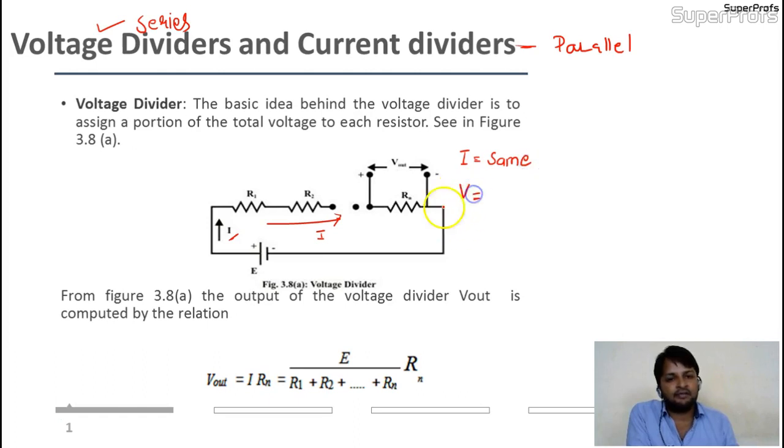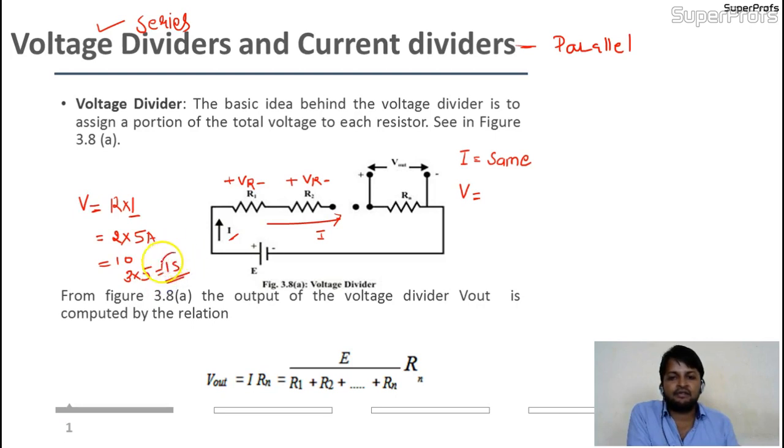But what about voltage? The voltage drop across R1 and the voltage drop across R2, are they the same? They are different, depending on the value of resistances, because V is nothing but R into I. Here, suppose R1 is 2 ohm and the current is fixed for all, 5 ampere I'm taking, so the voltage drop will be 10. But suppose the value of R2 is 3, current is fixed at 5, so the voltage drop will be 15. So see, the values of voltages are different for different resistive elements. Okay, so in the series circuit the voltage divides.